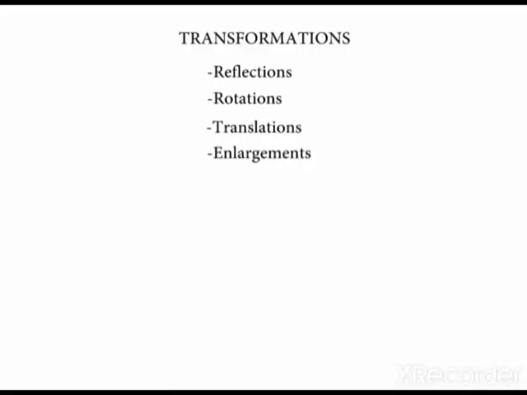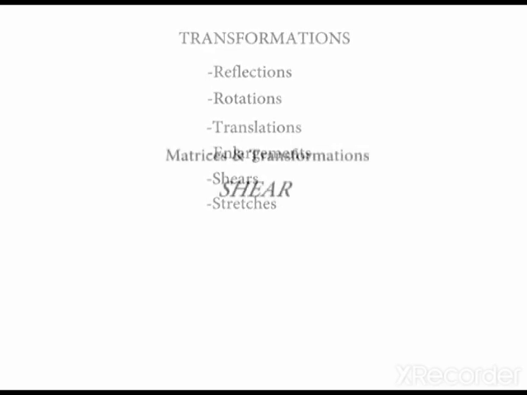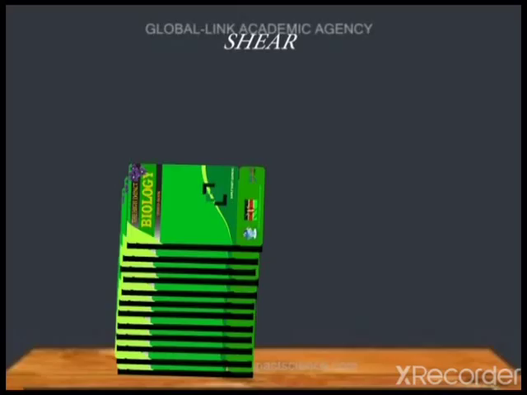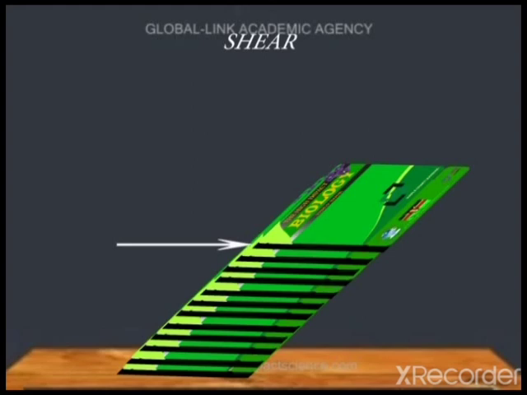In this chapter, we look at 2 more transformations: shears and stretches. We start with shears. Now, consider this pile of books on a table forming a 3D shape of a cuboid. If the pile was pushed carefully in this direction, the shape appears more of a parallelogram.